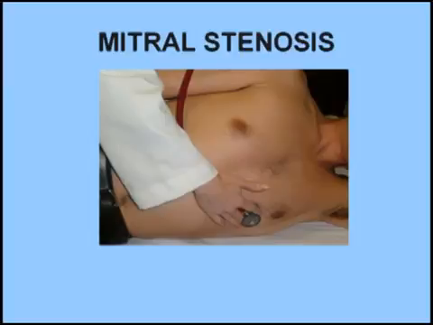In summary, mitral stenosis is a low-pitched, diastolic rumbling murmur which is heard at the cardiac apex with the bell of the stethoscope.